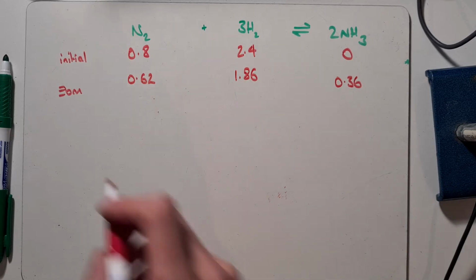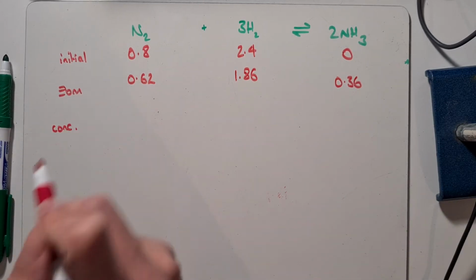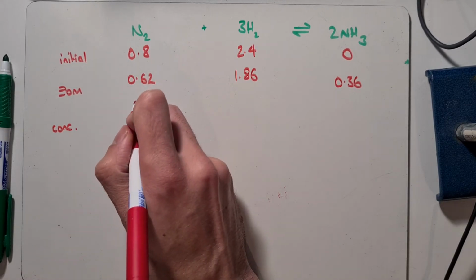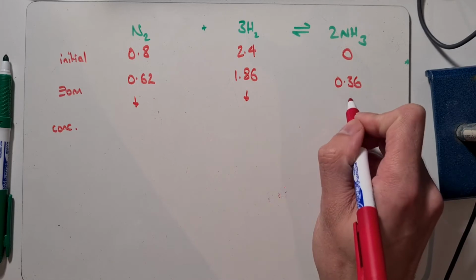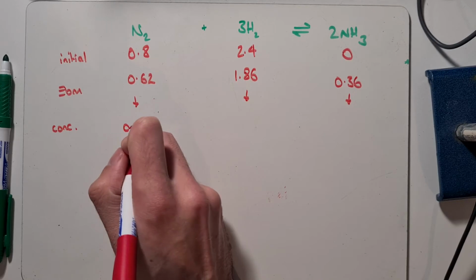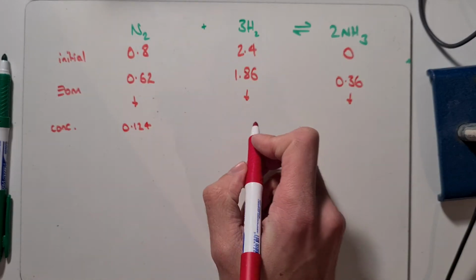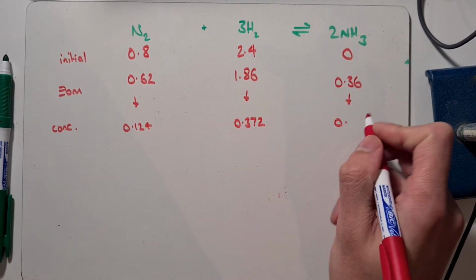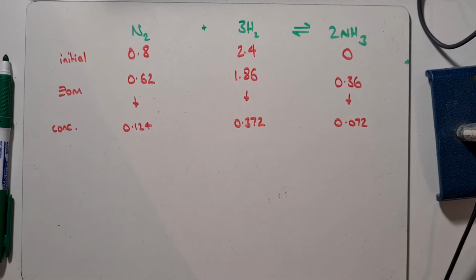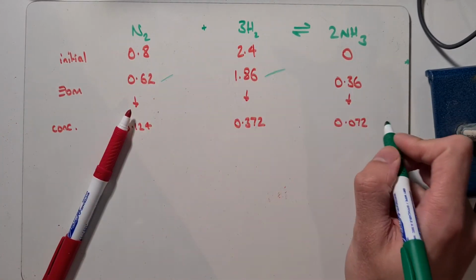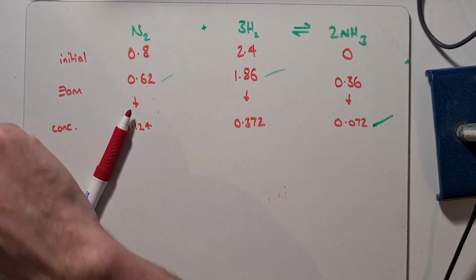Then we need to work out their concentrations. Now this is in a total volume in the equilibrium mixture of 5 decimeters cubed, so we're going to divide each of them by 5 to work out their equilibrium concentrations, and that will give nitrogen at 0.124, hydrogen at 0.372, and ammonia at 0.072 moles per decimeter cubed. Again, all 3 of those worth 1 mark. So far, this sigma smart question, mark there, and then all of these for 1 mark.